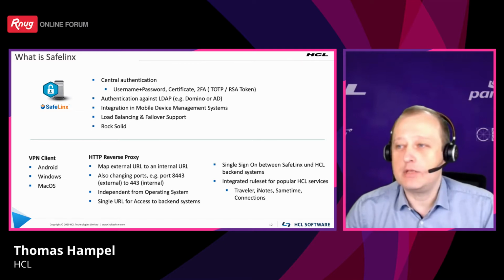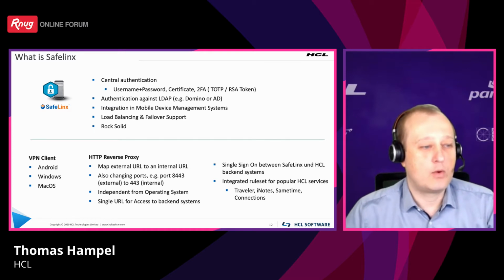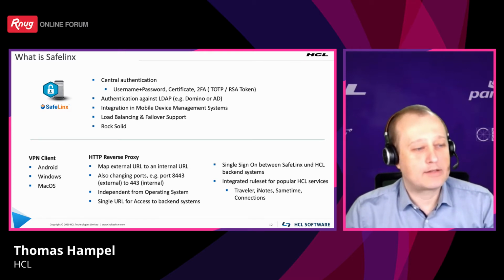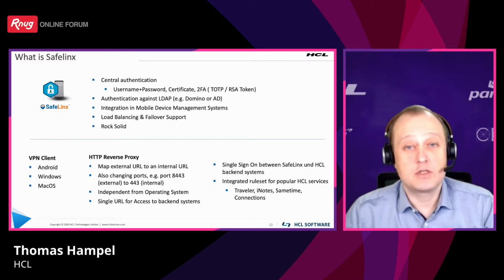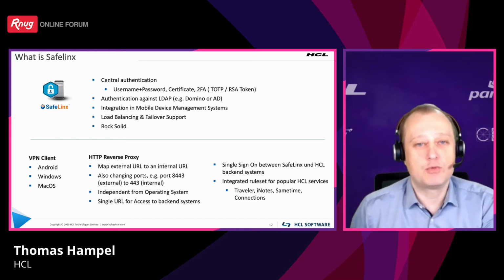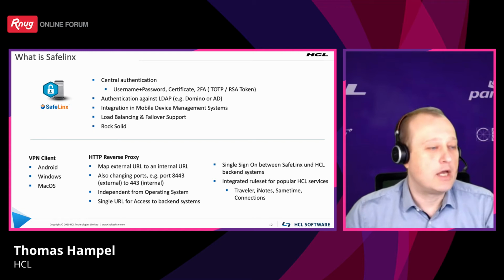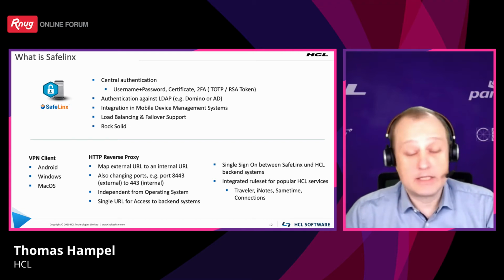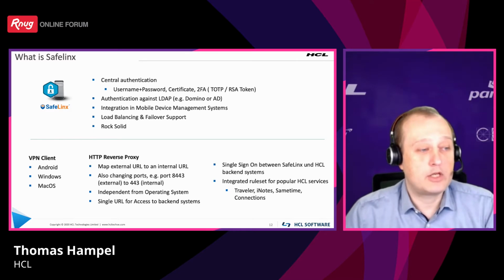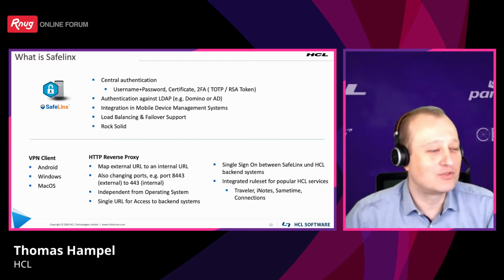One is the HTTP reverse proxy, which allows you to expose your internal web-based applications to an external URL. The benefit of this is that end users only have to remember one single URL to start with, and then you just configure Safelinx to point to your backend server, the service that you want to expose. It is independent from the operating system. The HTTP proxy just proxies HTTP traffic regardless of what browser you're running on. It's just transparent to end users.